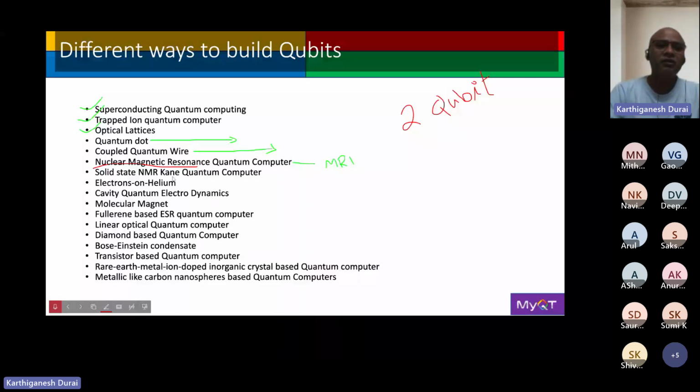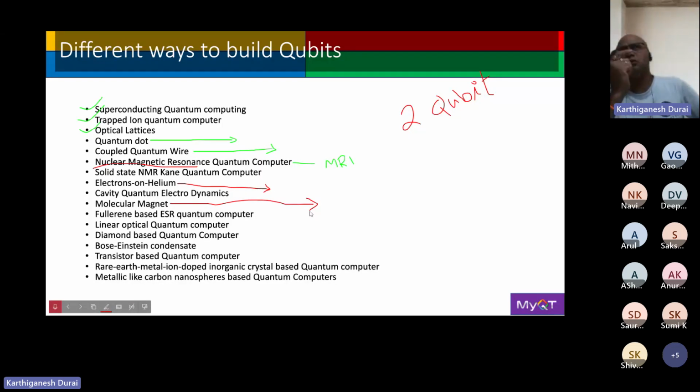Solid state NMR is a somewhat improved version of this NMR. Then electrons and helium is also one of the techniques still under research. Then QED, cavity quantum electrodynamics, and molecular magnet. The molecular magnet is a really amazing concept, because in March or April 2023, they built a molecular motor using this technology, using just 12 molecules, to build a movement device. So that is a starting point. The molecular magnet is also a promising technology for building quantum devices, not quantum computing or a quantum processor, but it can be used for quantum devices.